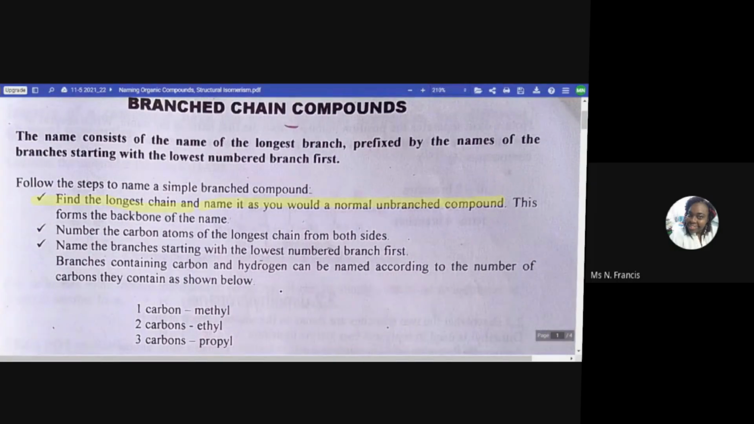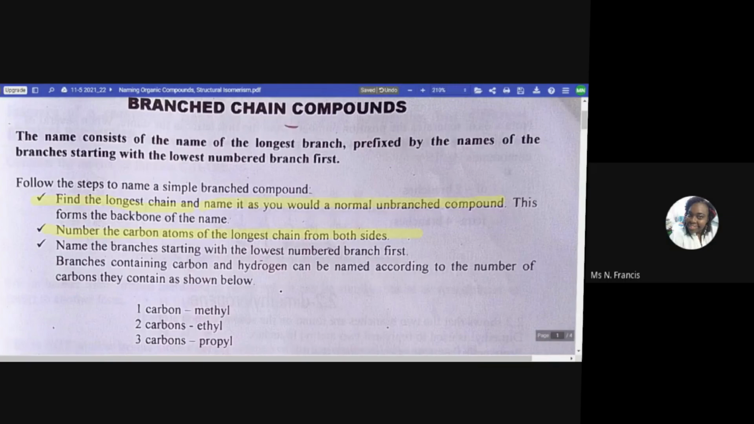I remember now we said that a chain is usually written horizontally. Find the longest chain and you name it. That is the backbone. So you hear me talking about when you're drawing, you're to draw the backbone first. That is what we're talking about. The next step is to number the carbon atoms in the longest chain. And we're doing it from both sides.